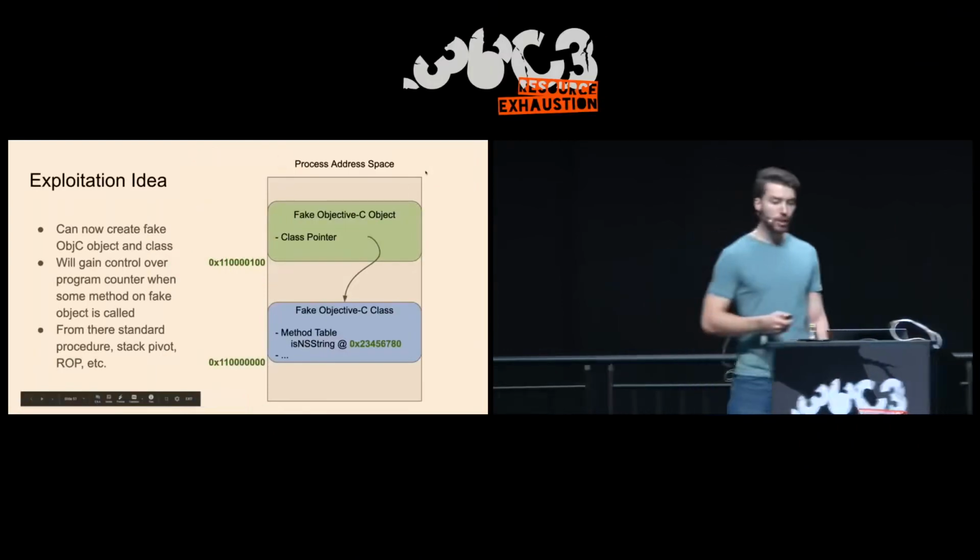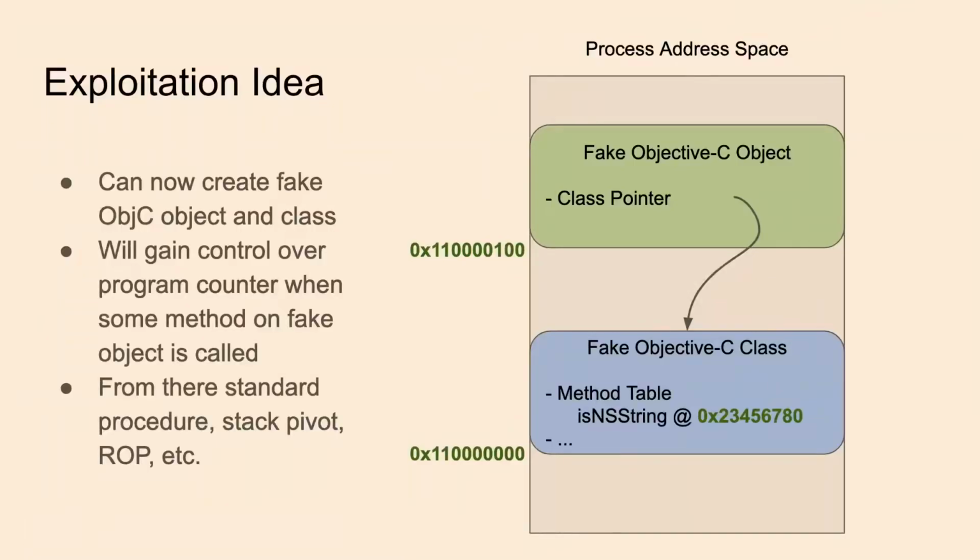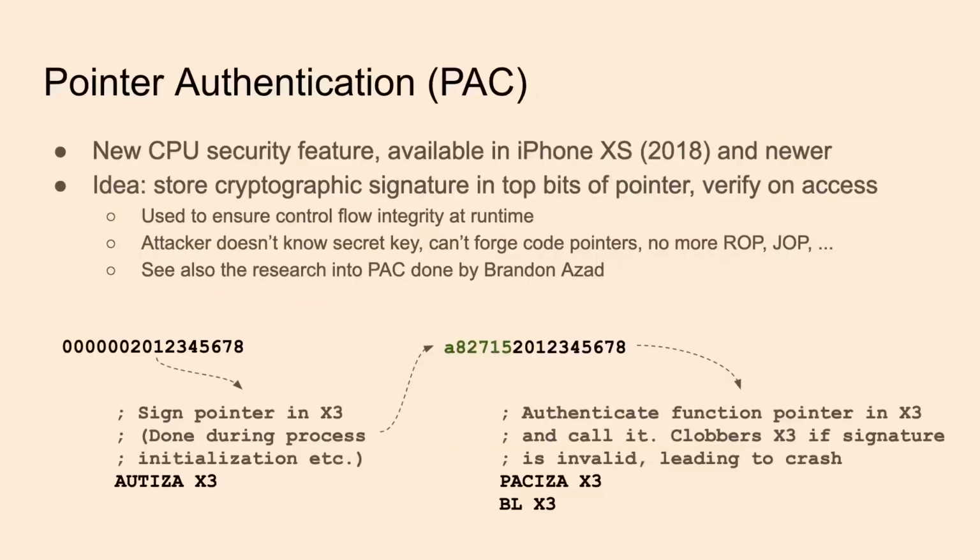So this is where we are. We can now create fake objects. We have all the addresses we need. This 1170 is where we can place our stuff, and then we will gain control over the program counter. And from there, it's standard stuff, right? It's what you would do in all of these exploits. You pivot maybe to the stack, you do return-oriented programming, and then you can run your code, and you've succeeded.